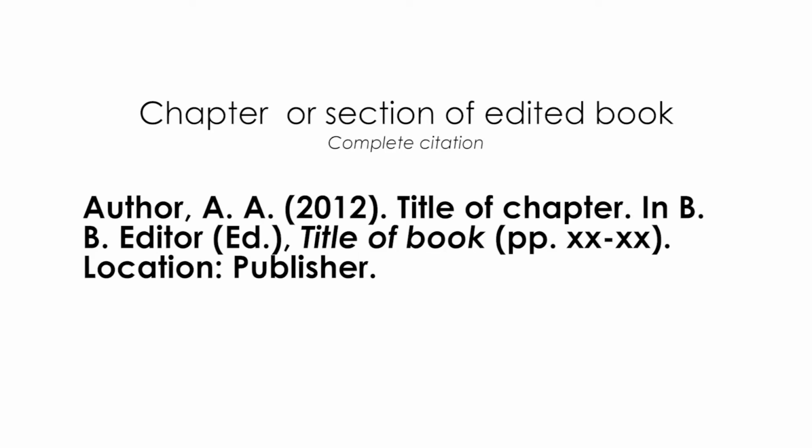When citing a specific chapter or section of an edited book, list the author of that specific work in the usual author spot. After the title of that chapter, use the word "In," followed by the editor's name, listing initial first, then the last name.